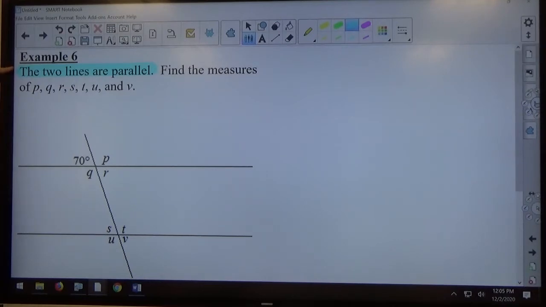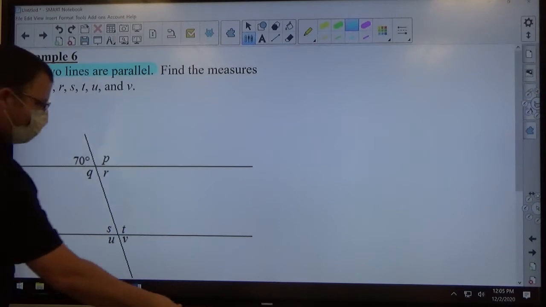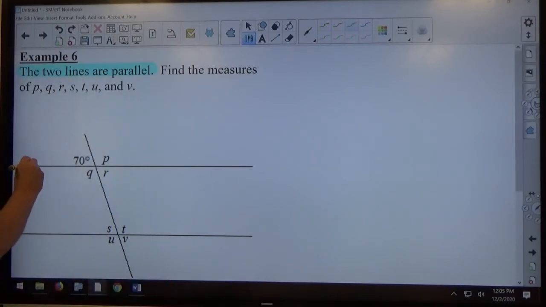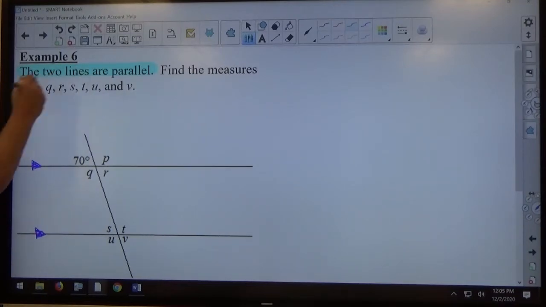They're either going to tell it in the words, the lines are parallel, or they might mark it on the picture. If they do mark it on the picture, parallel markings are two bolded arrows of the same type. That marking right there means lines are parallel. So if it looks like this, they're telling you they're parallel. If they use words to say it, the lines are parallel. Otherwise, you can't make the assumption that they are.